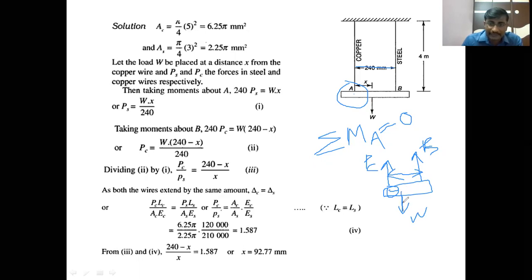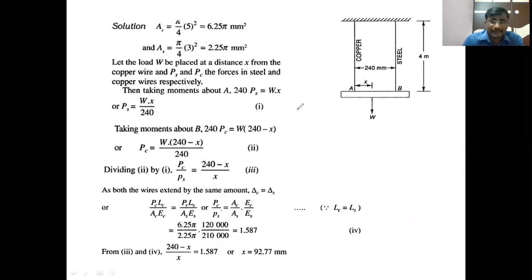W is acting here. This distance is X. We are taking X distance from the copper wire. So W into X is in the clockwise direction. PS into 240 is in the anti-clockwise direction. The anti-clockwise moments must be equal to the clockwise moments. That's why we are applying the moment at point A. 240 into PS is equal to W into X.